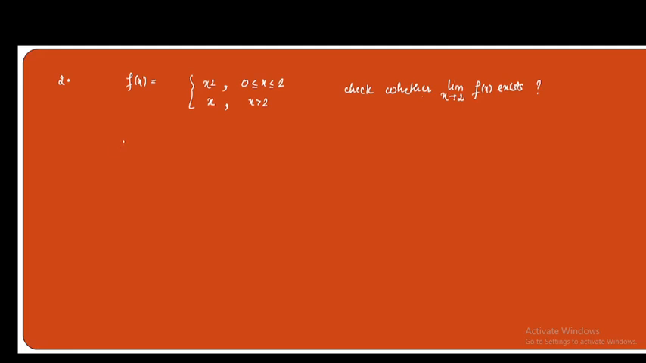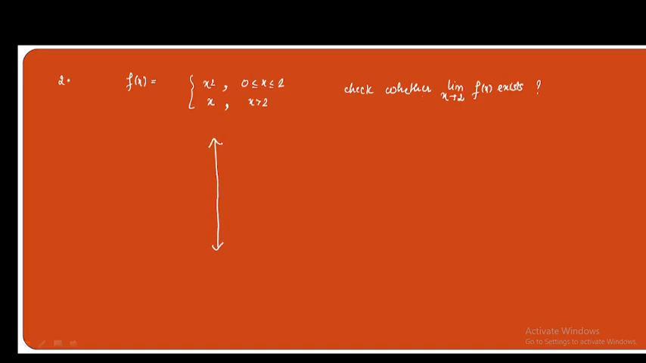Here you have f(x) = x², which is lying between 0 to 2, including the endpoints 0 and 2. And then you have another value of the function in terms of variable x, in which x is greater than 2. So there are two conditions given and two separate values of the function are given in terms of variable x. Now what you have to do is check whether the limit as x tends to 2 of f(x) exists or not.